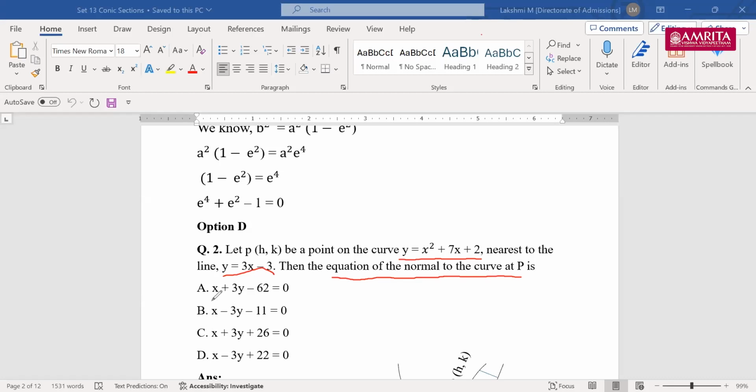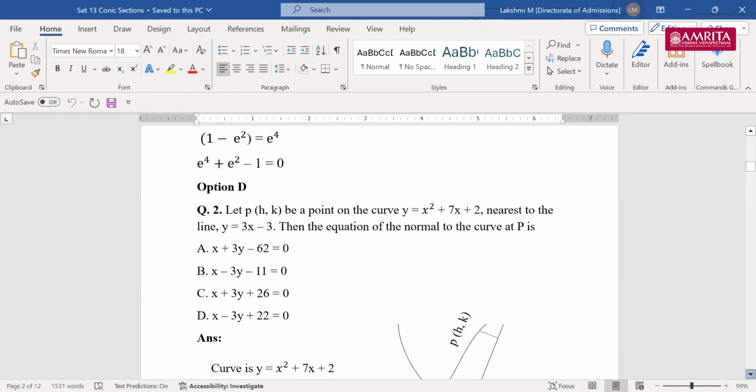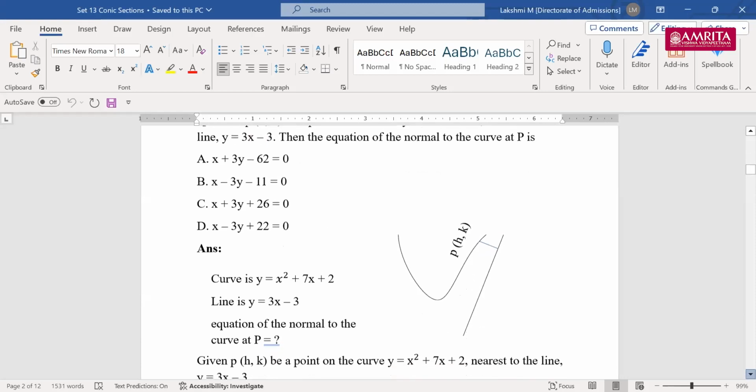The equation of the normal, they have given it as x plus 3y minus 62 equal to 0, x minus 3y minus 11 equal to 0, x plus 3y plus 26 equal to 0, x minus 3y plus 22 equal to 0. Think on what is given in the question. That is very, very important. Think on what is given in the question.